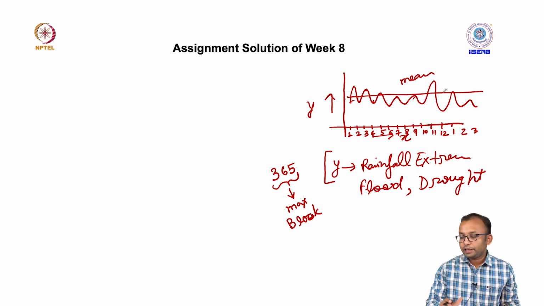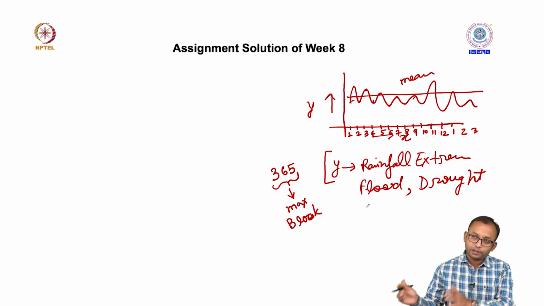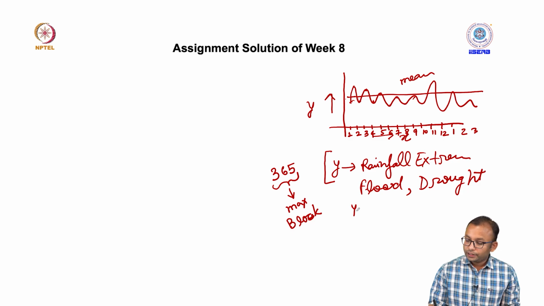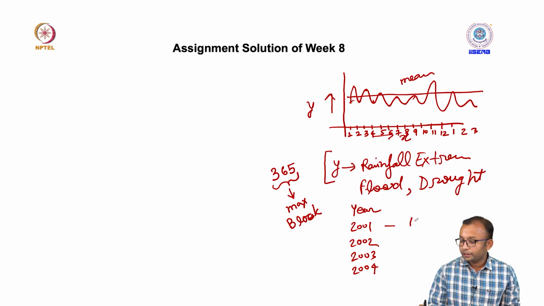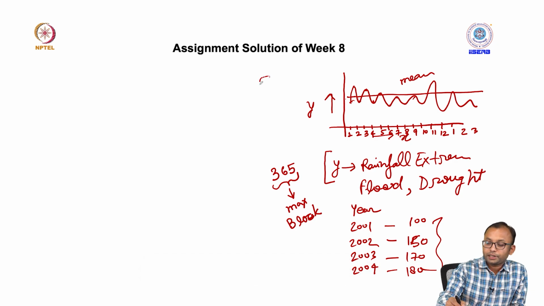For each different time stamp we have one value, and that we plot, or it can also be tabulated in Excel or some sort of table, where you have the year, for example 2001, 2002, 2003, 2004, and then certain values, let us say 100 mm, 150 mm, 170 mm, 180 mm, like that. This is how we can categorize the time series data set.